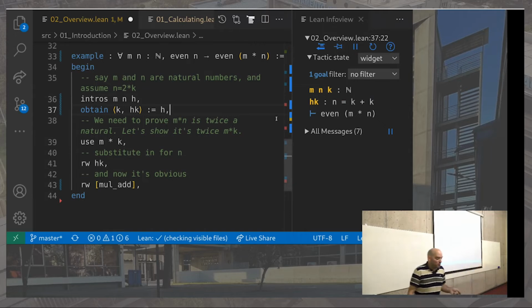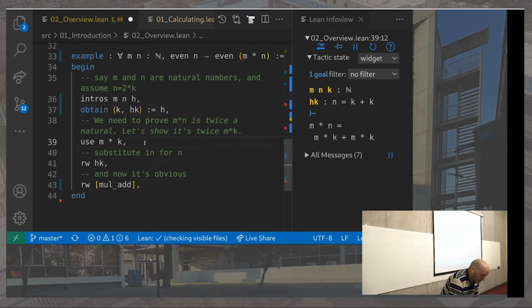Now I have to prove that m times n is even, because why is it even? Because it is the double of m times k. So I say to Lean, okay, use m times k. And now it asks me to prove that m times n is equal to m times k plus m times k.